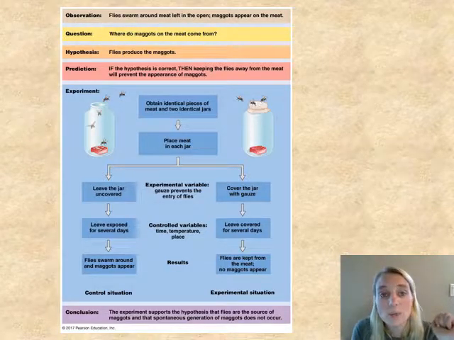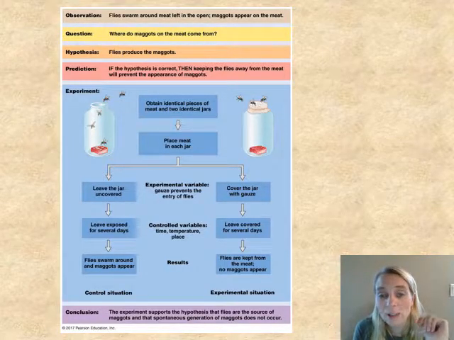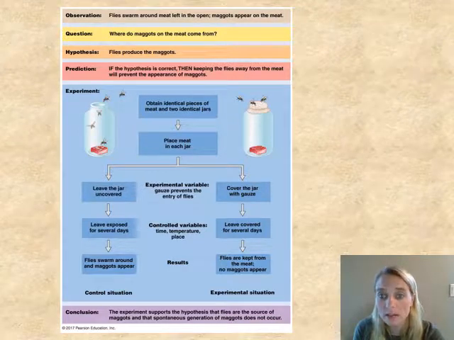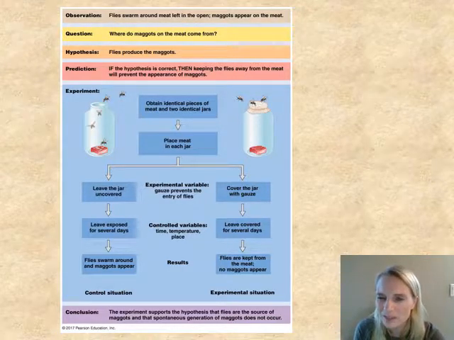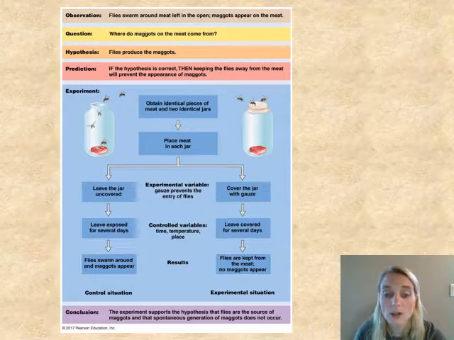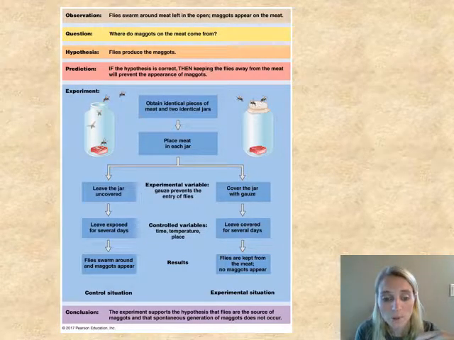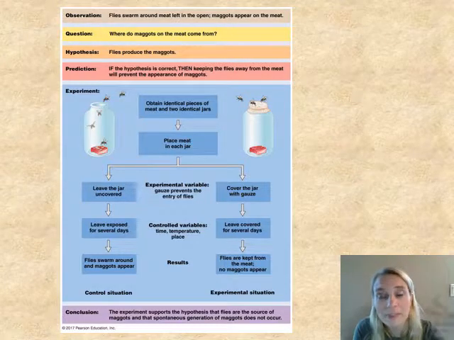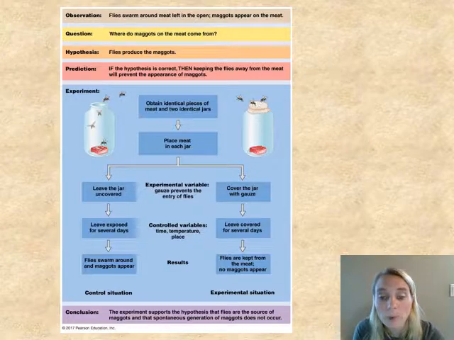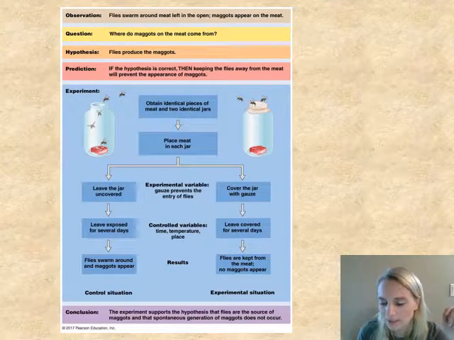And he had one that was open to the environment and one that had a little bit of cheesecloth, kind of like a gauze, so the flies could still smell the meat. They didn't have plastic wrap back then. So he made these observations, did his experiment, and saw that the maggots came from the flies. They came from the fly eggs, not that they just spontaneously grew out of the non-living meat.